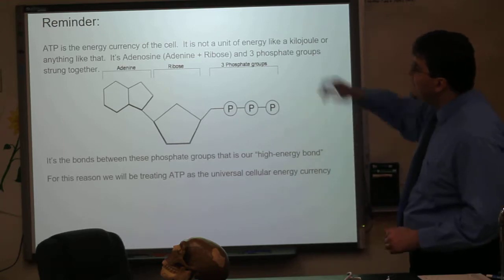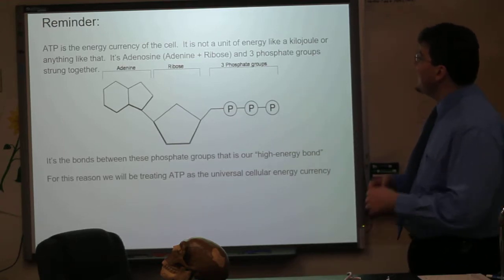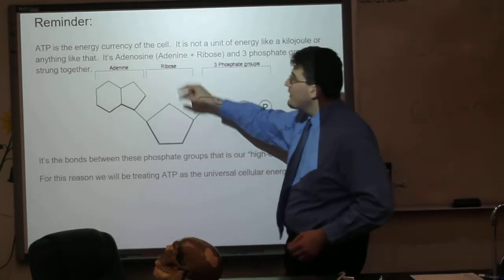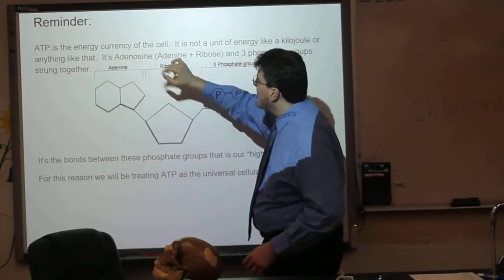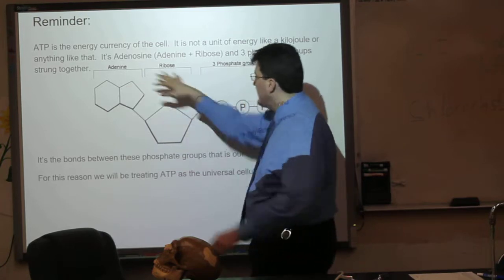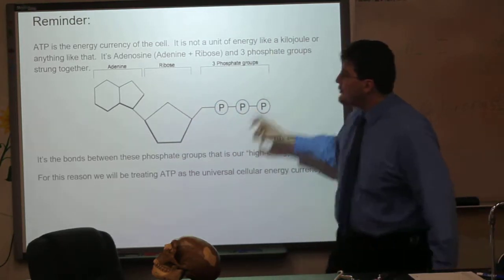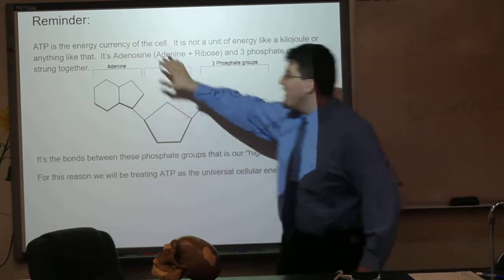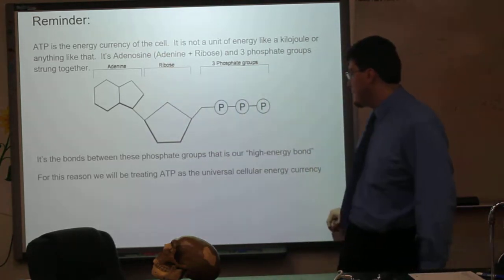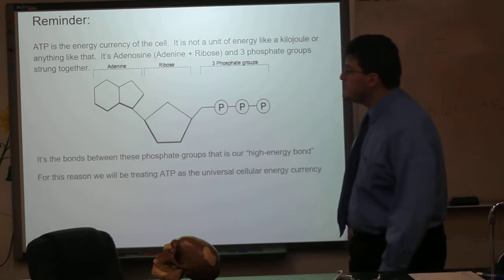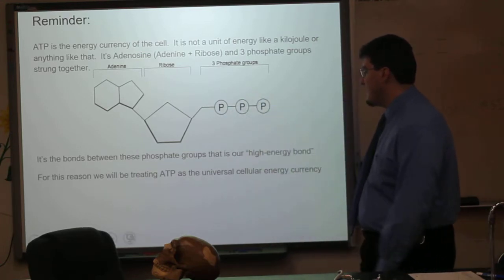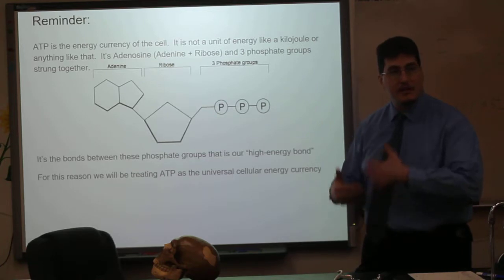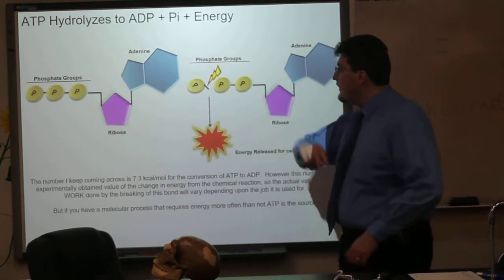Now, ATP is the energy currency. It is adenosine plus phosphate groups. Adenosine is adenine plus ribose, and then 3 phosphate groups. So adenosine triphosphate: adenine, ribose, 3 phosphates. So there are high energy bonds between these phosphates. This is why we have ATP as our universal cellular energy currency.